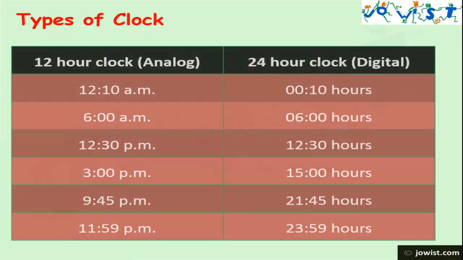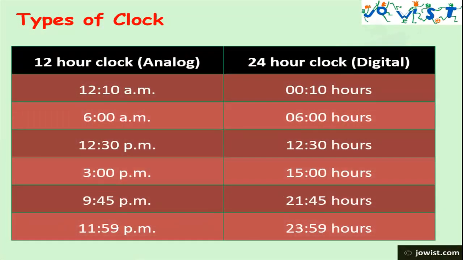Time. We have seen different types of clocks. Now let's see closely the two majorly used clocks, analog clock and the digital clocks. The difference between the analog clock and digital clock timings is described in this chart.